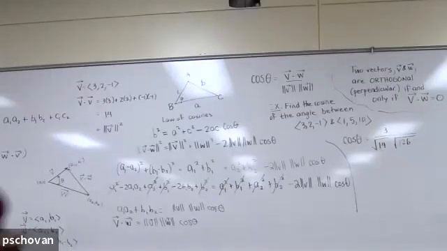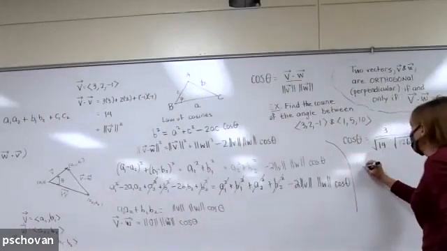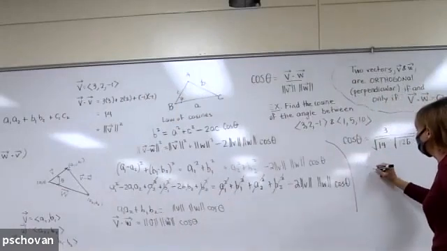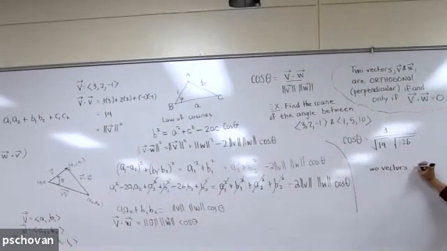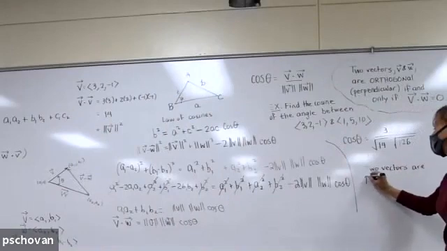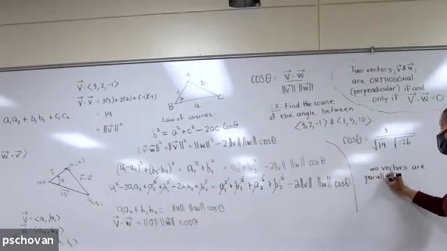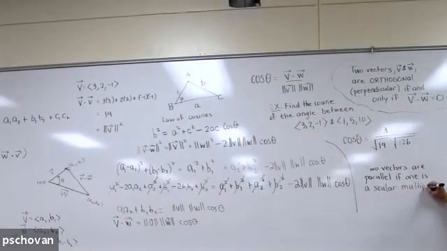So I'll make that quick note. 2 vectors are parallel if one is a scalar multiple of the other.